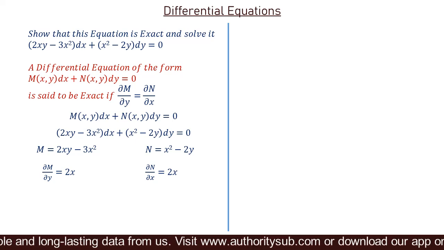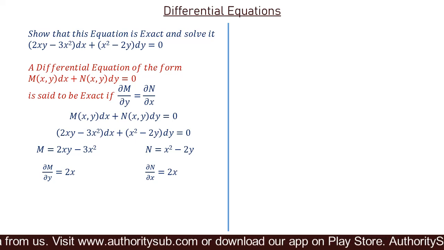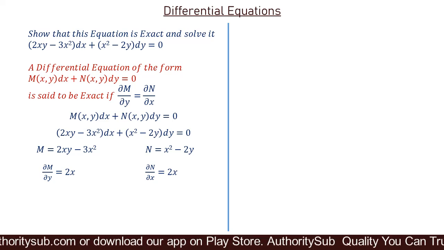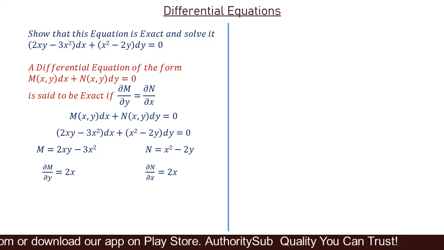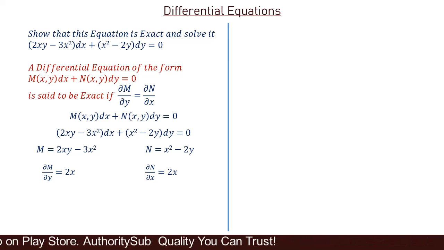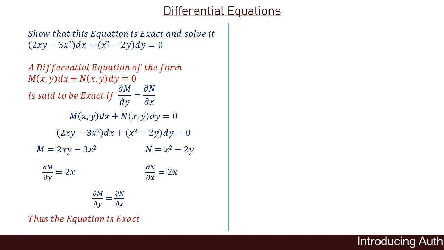Now let's go to N. The partial derivative of this N with respect to x. When we differentiate x^2 with respect to x partially, it's going to give us 2x. And then when we differentiate -2y partially with respect to x, it's going to give us 0 because there is no x variable there. Now, looking at this, we see that partial M over partial y is equal to partial N over partial x, meaning that these two partial derivatives are equal. Thus, we say that the equation is exact.